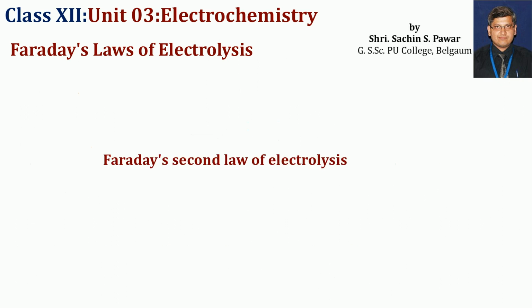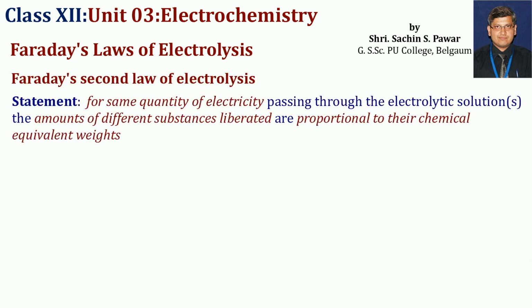Next, we shall learn Faraday's second law of electrolysis. Please note here that this law has to be applied when more than one substance get deposited at the respective electrodes by passing electricity. The statement of Faraday's second law is, if same quantity of electricity is passed through different electrolytes, then the amount of different substances liberated at different electrodes are directly proportional to their chemical equivalent weights.